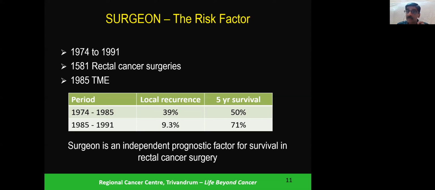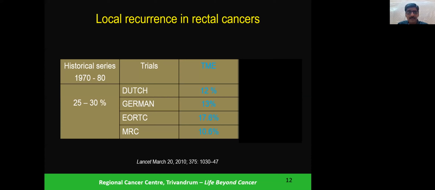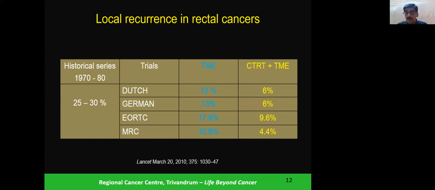Now, again, to substantiate that fact, if you look at the historical series published between 1970 and 1980, the local recurrence was around 25 to 30%. But if you look at the famous Dutch, German, EORTC and the MRC trials, you can see that this 25 to 30% local recurrence came down to around 10 to 12% by standardizing the TME surgery. Is the pointer clear, sir? Yes, sir. Very clear. So just by standardizing the surgery, you could bring down the local recurrence from 25% to 10%. And by addition of chemoradiotherapy, the recurrence was further brought down to 6% to about 9%. So this is the importance of having a standardized TME as your surgical armamentarium, because by standardizing surgery alone, you can bring down the local recurrence significantly.